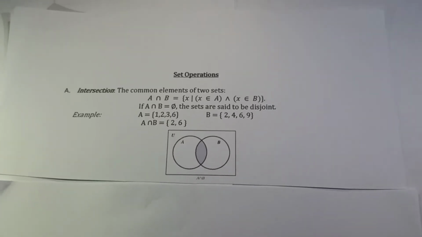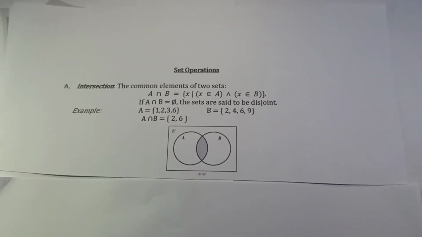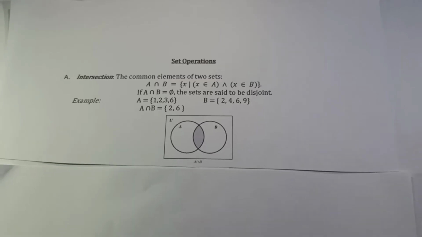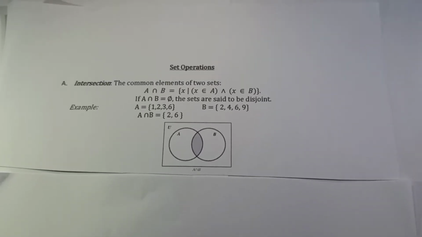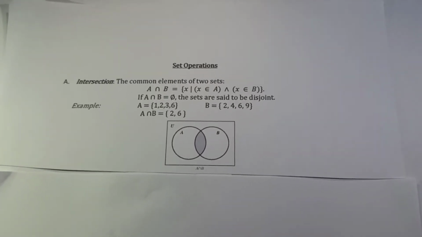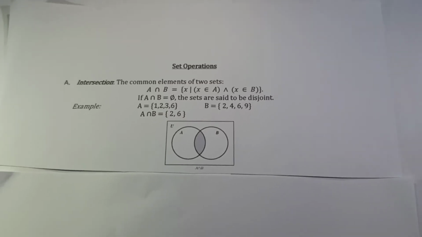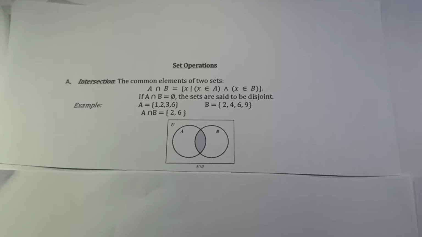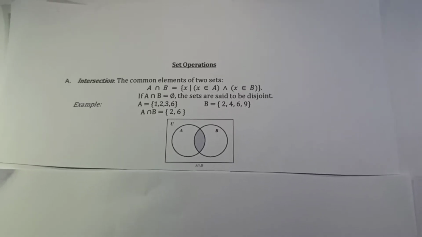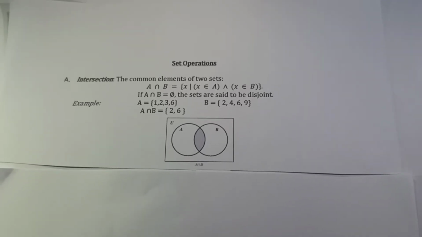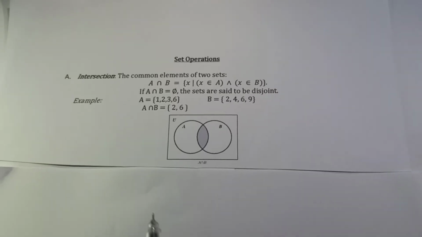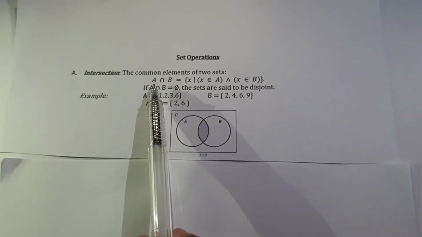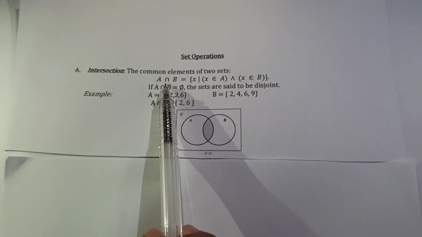This time we will be talking about set operations. There are 5 set operations that I will be introducing to you today. The first set operation is all about intersection. Intersection is the common elements of the two sets. This is the symbol for intersection.